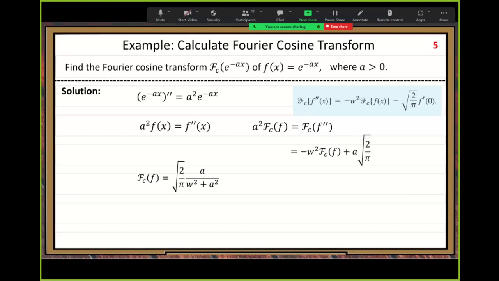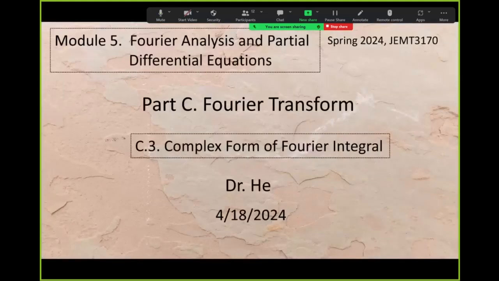That's a simple example, just calculation, to show you how to use this formula to calculate. Now we are ready, because after all the preparation, we are now ready to learn the Fourier transform. C.3.